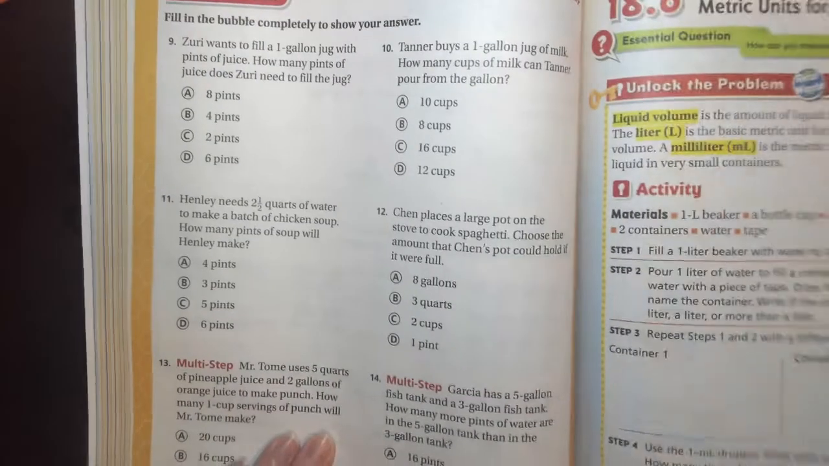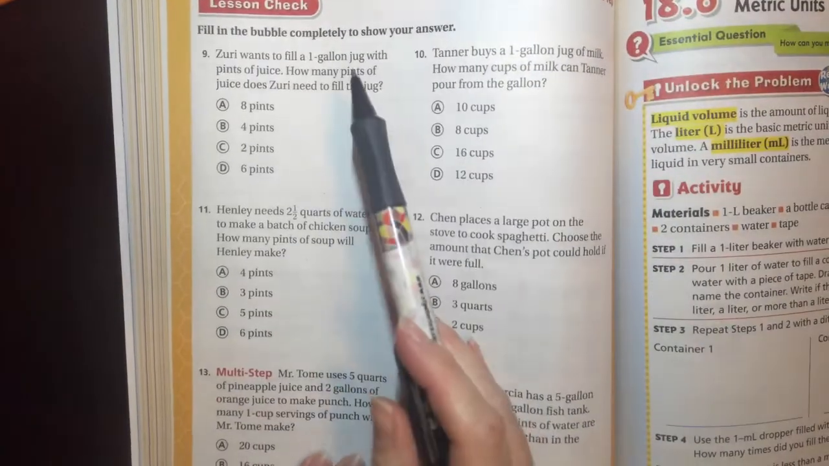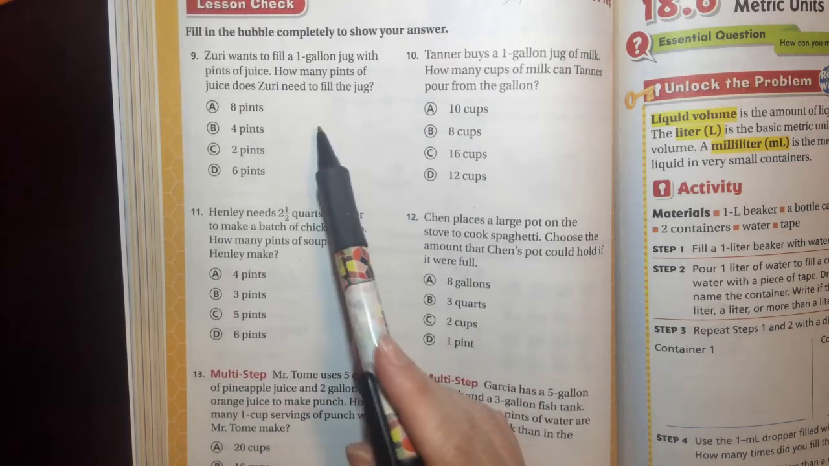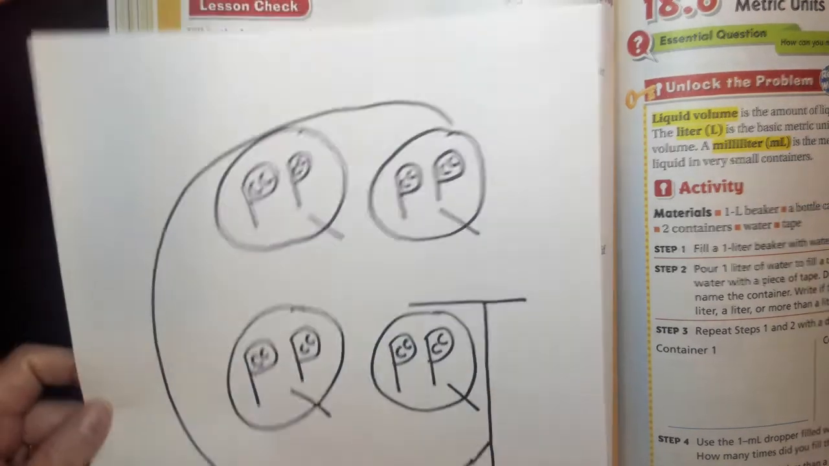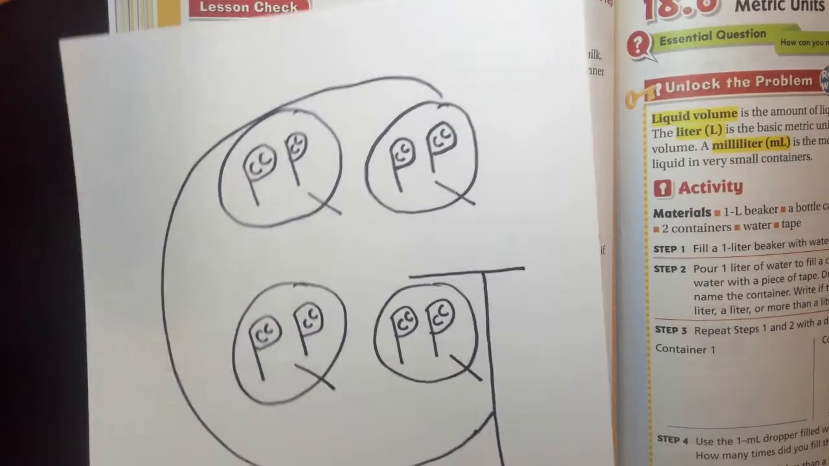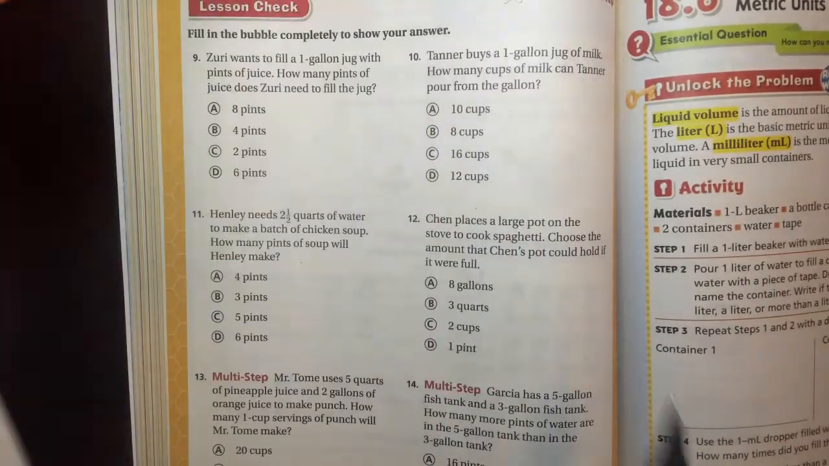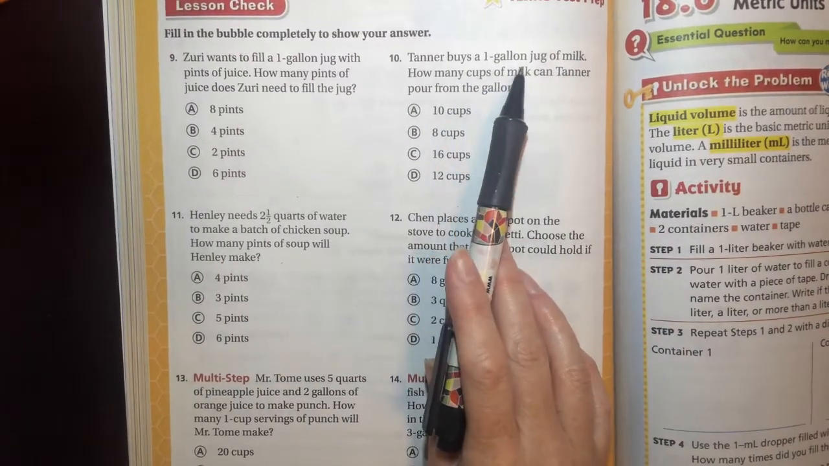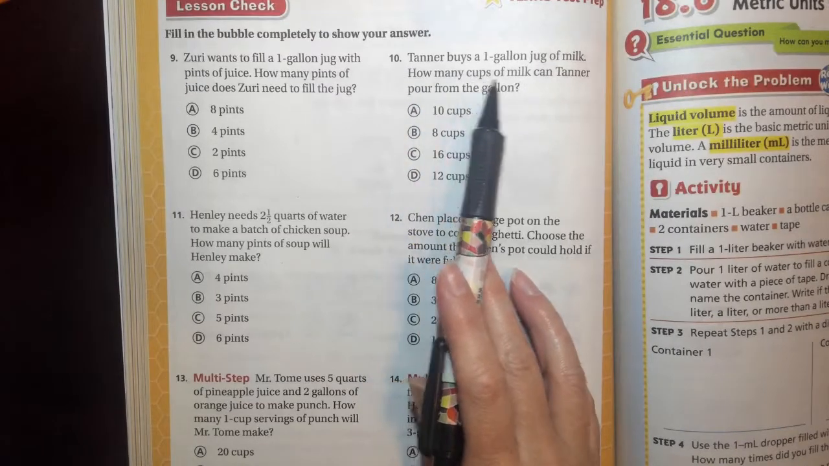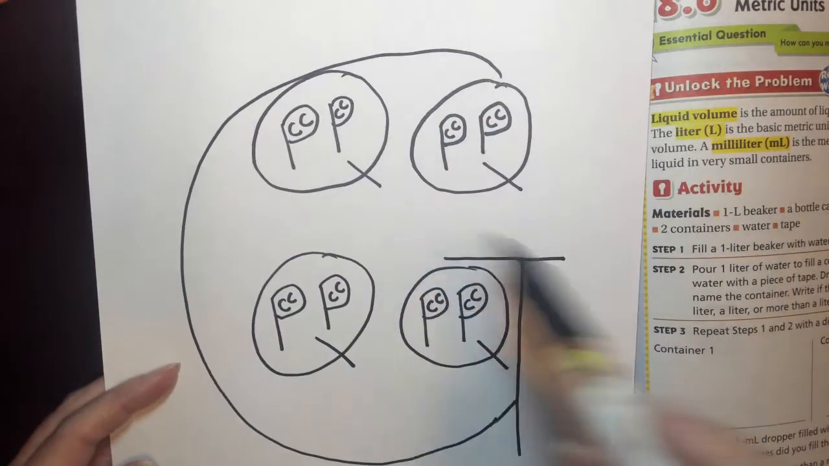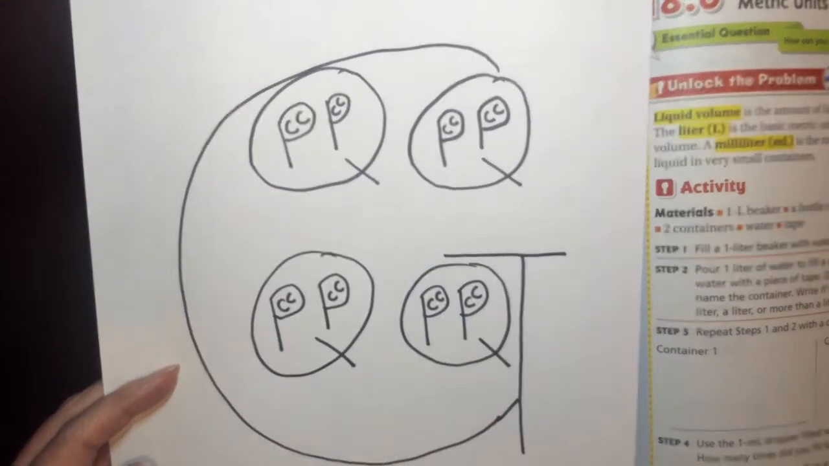Zuri wants to fill a 1 gallon jug with pints of juice. How many pints to fill the 1 gallon? Again, your picture would help you a lot on number 9. How many pints to make this whole gallon? Number 10, Tanner buys a 1 gallon jug of milk. How many cups of milk can he pour from the gallon? So here's your 1 gallon. How many cups make up the gallon?